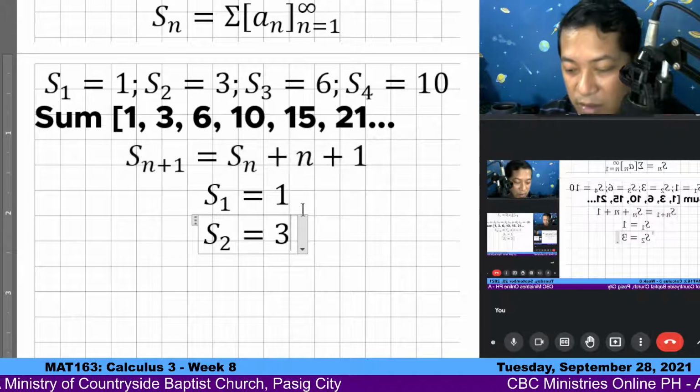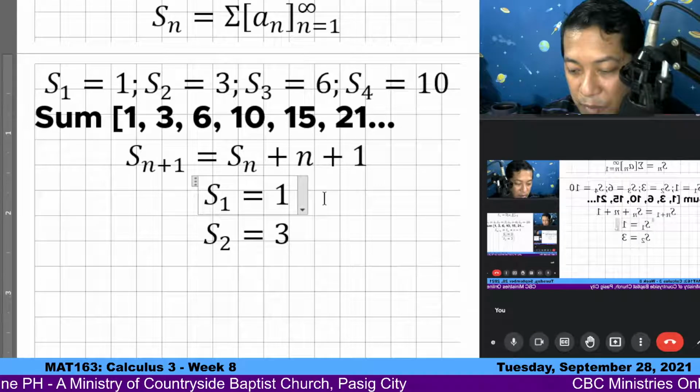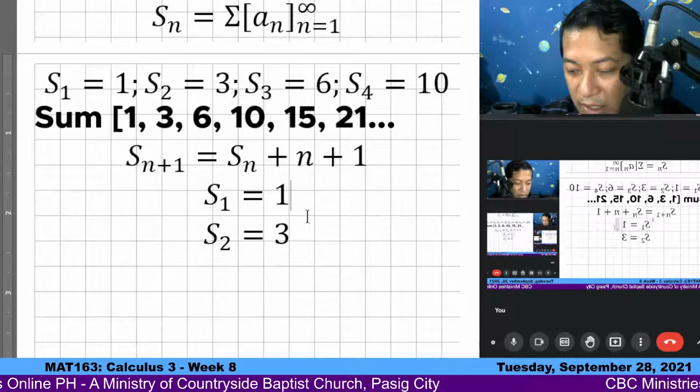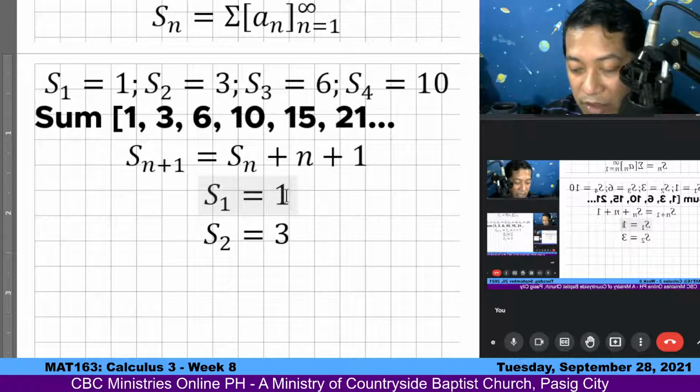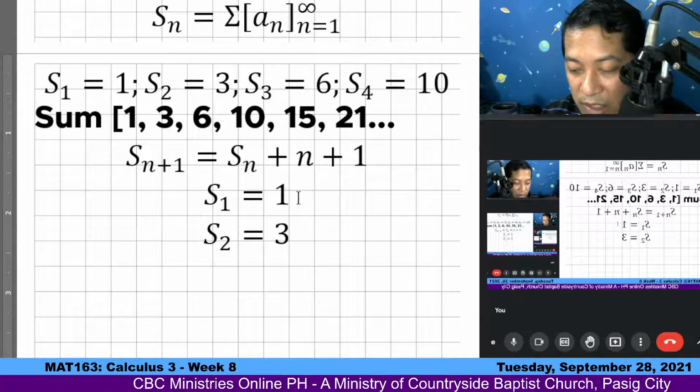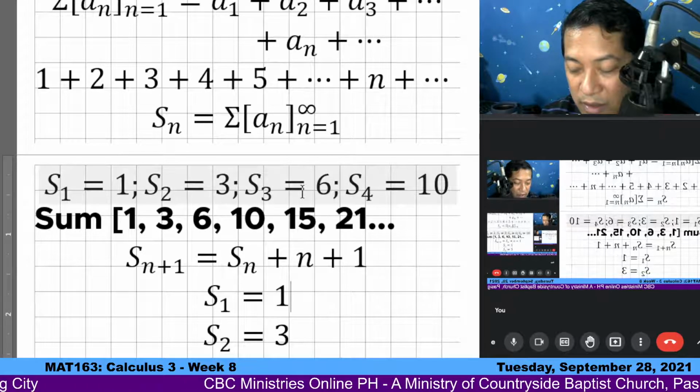So if you will try to analyze, the sum would be plus the second term already. So the second term here, yun yung makikita natin doon.